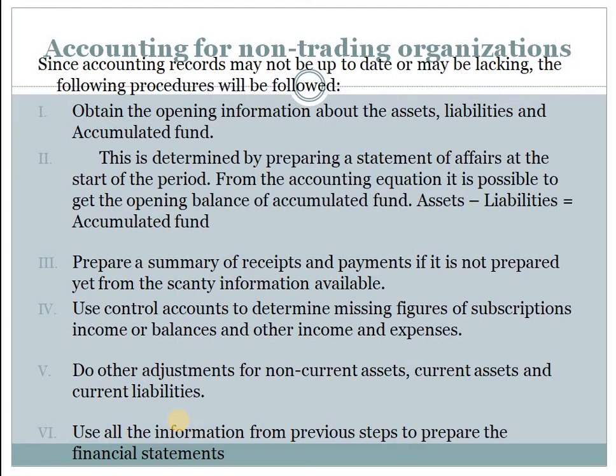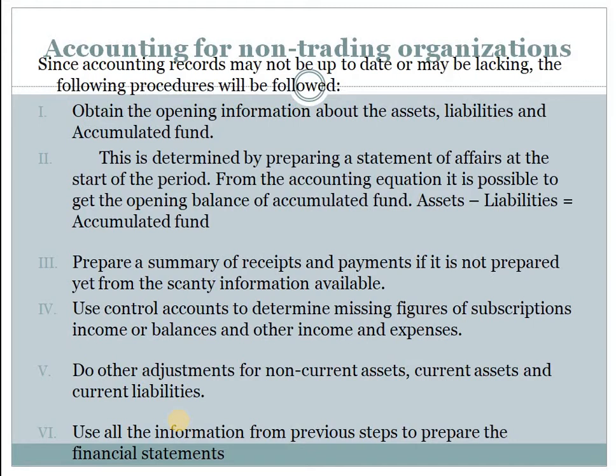And also you have to prepare a summary of receipts and payments. If it is not prepared yet, from the scanty information available you have to prepare the summary of receipts and payments. The fourth procedure is to use a control account to determine the missing figures of subscription income or balances and other income and expenses.